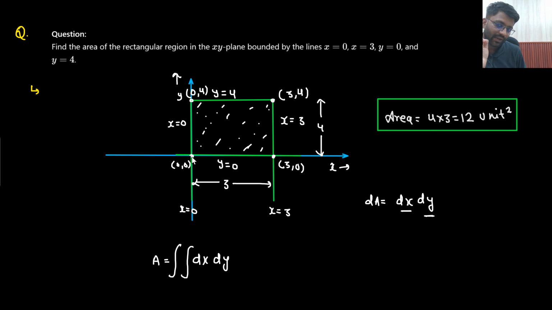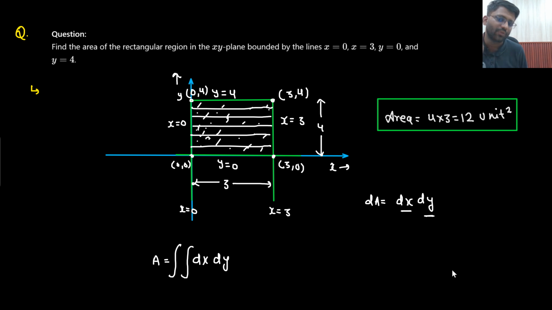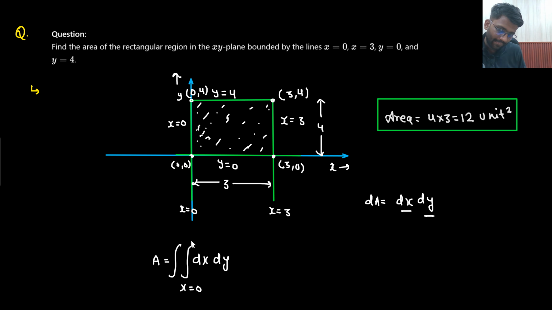Just look at this scenario. X is going from 0 to 3, right? In this whole surface, x is going from 0 to 3. Say yes or no. And y is going from 0 to 4. In this whole surface, y is going from 0 to 4. So the limits are clear.